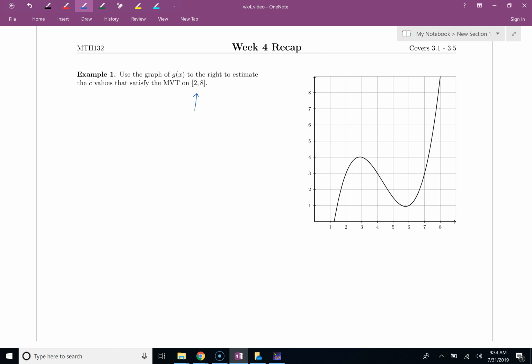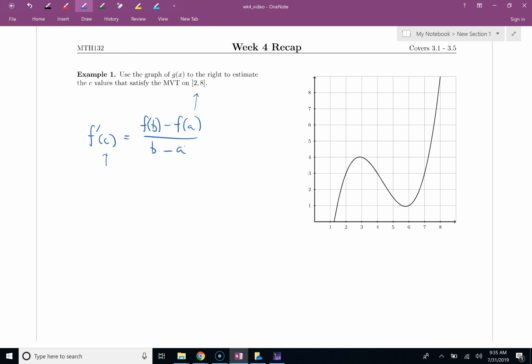So now let's talk about finding C values that satisfy the mean value theorem. Again, the mean value theorem says that there's some place where the slope of the tangent line, that's going to be the derivative, and I don't know exactly where it is, so I'm going to say this is C, so f prime of C, is equal to the slope of the secant line. That's going to be f of b minus f of a, over b minus a on any particular interval here. And in this case, we have the interval from 2 to 8.